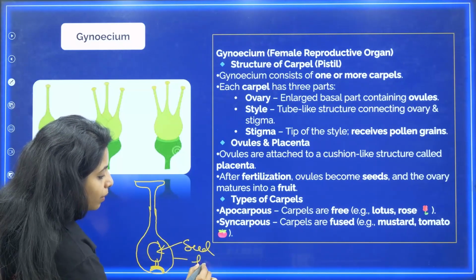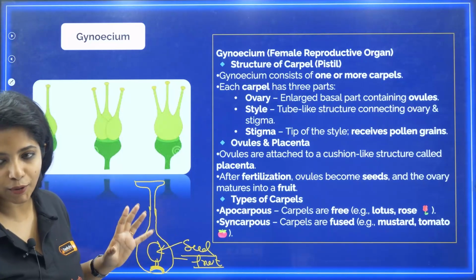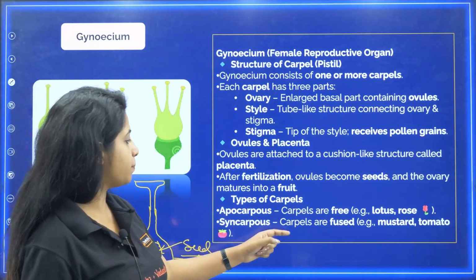What about the ovary? It will become the fruit. The ovary becomes the fruit and the ovule becomes the seed. I hope you got that. Okay. Now types of carpels.